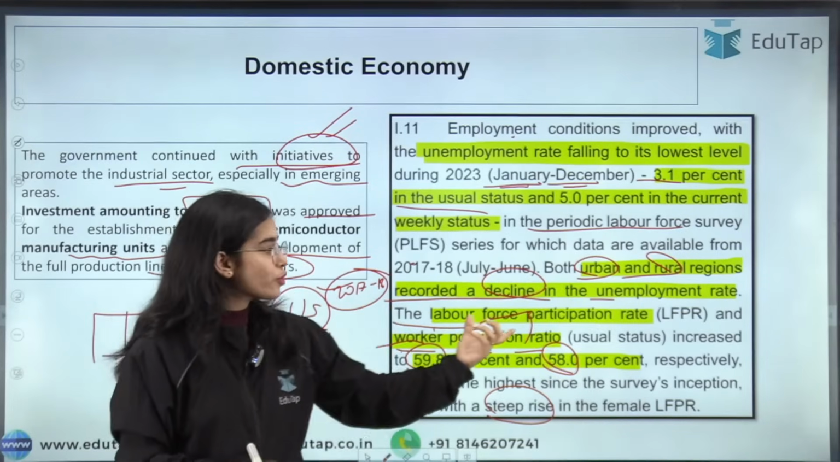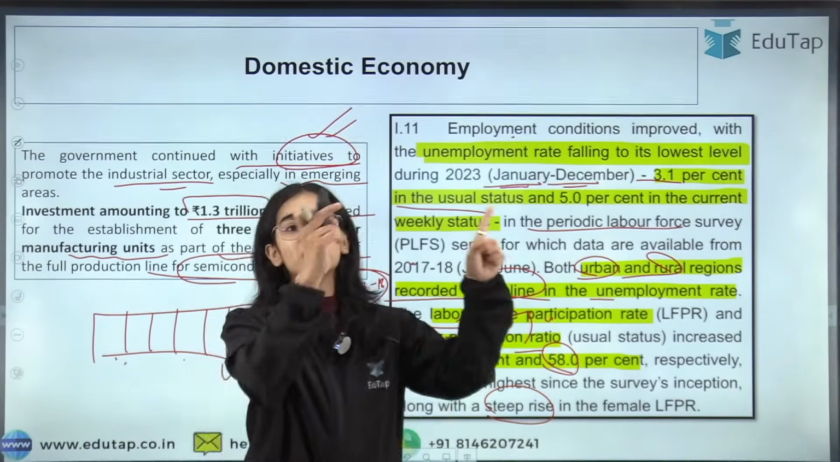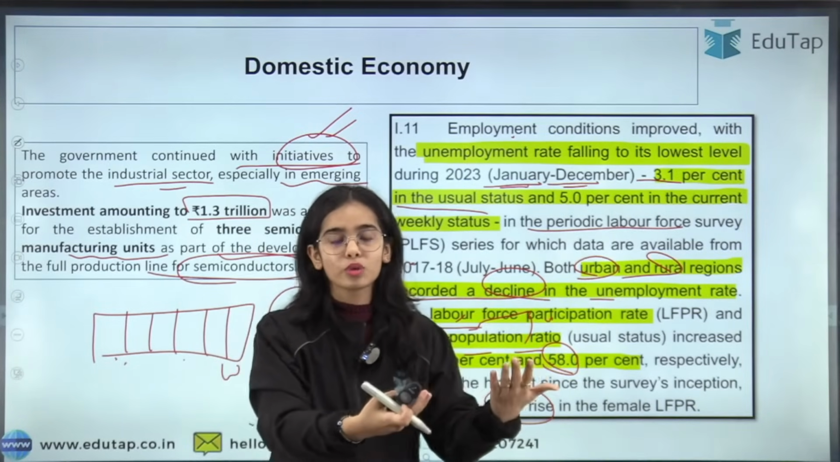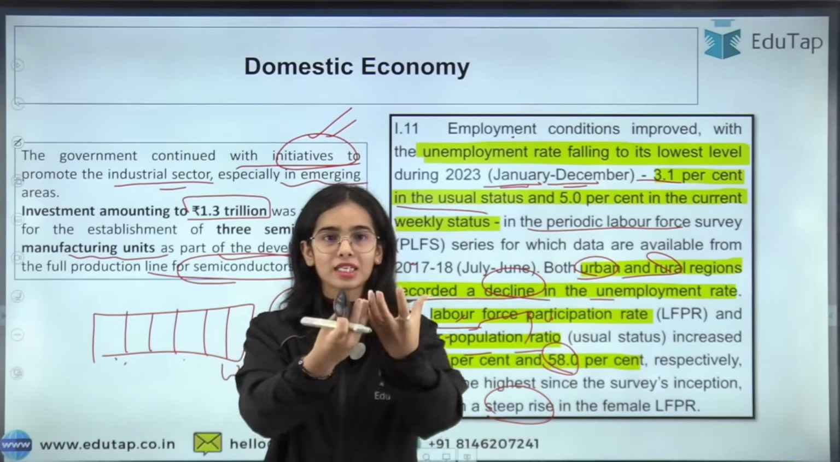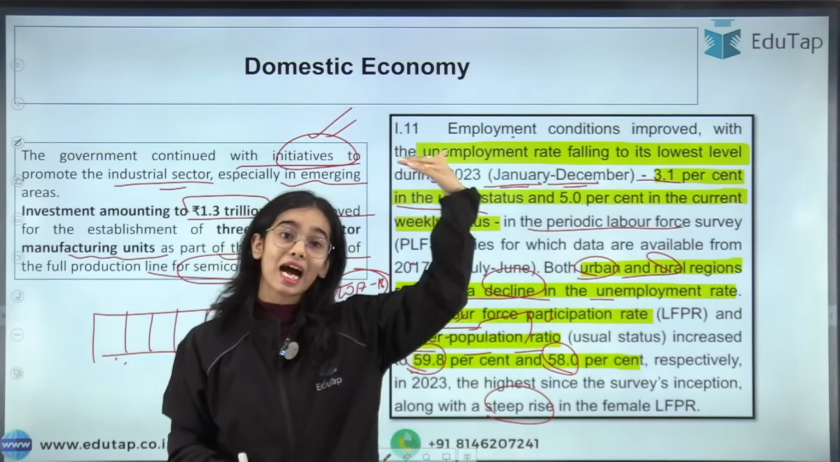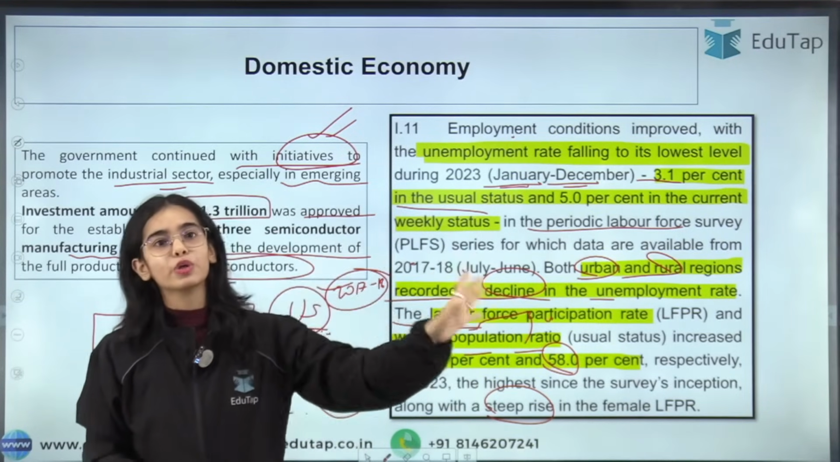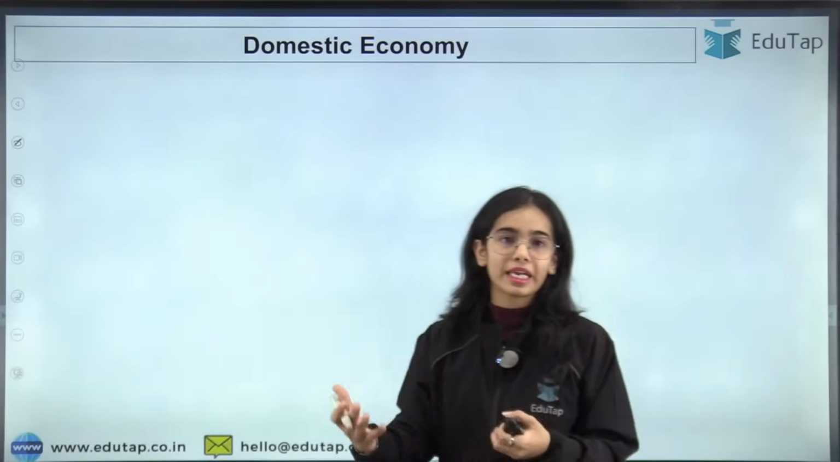Then labor force participation rate is the participation in the labor force. Labor force is the total people that are willing to do the work, that is your unemployed people and the employed people. So that is your total labor force. The labor force participation rate and the worker population ratio are at the highest levels from 2017-18. So these are the data points that you can use in your answer writing if there is any question regarding the domestic economy.